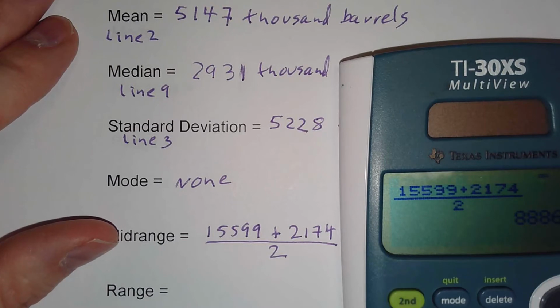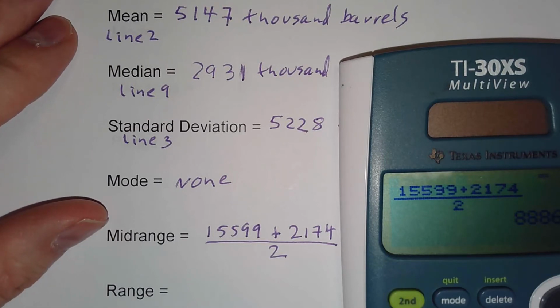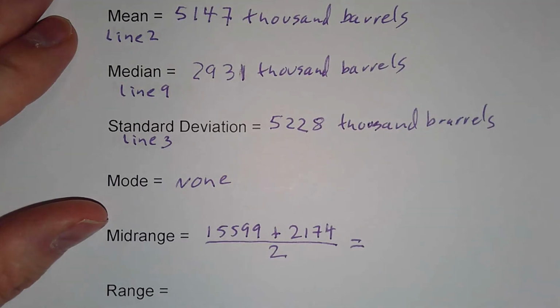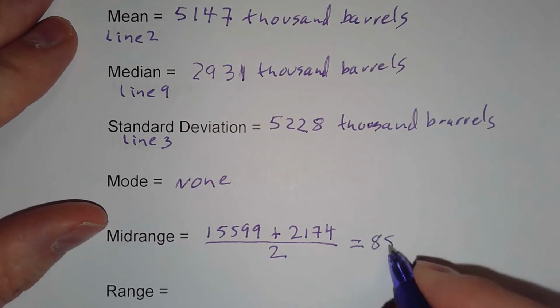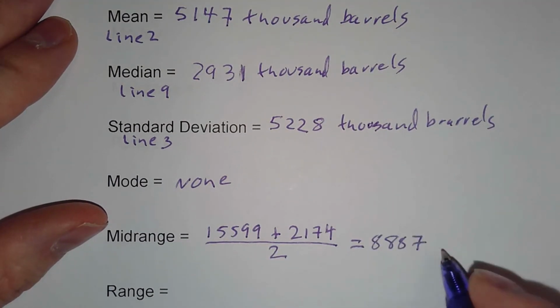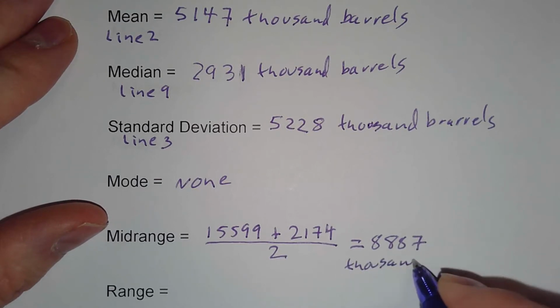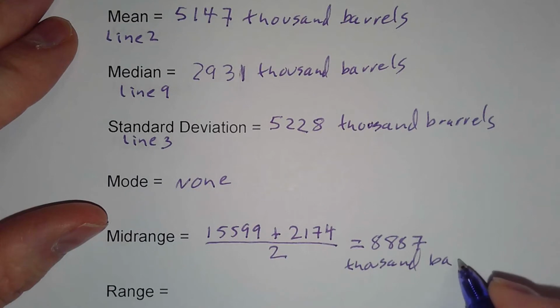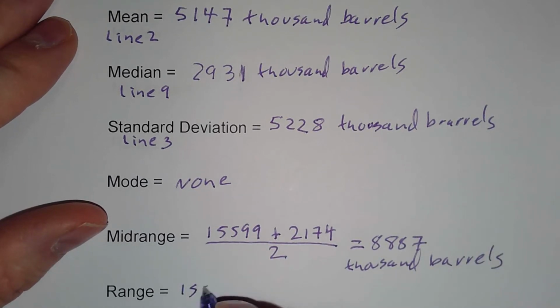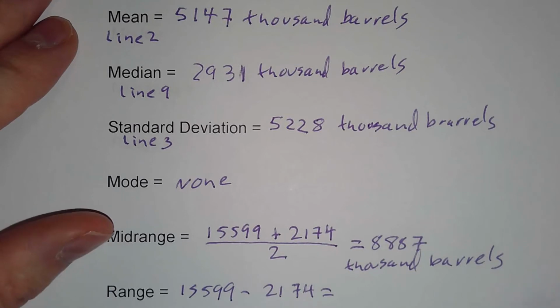Again, I'll round this off. So that'd be 8,887. And the range then is the highest value minus the lowest value. So we're just going to subtract those two.